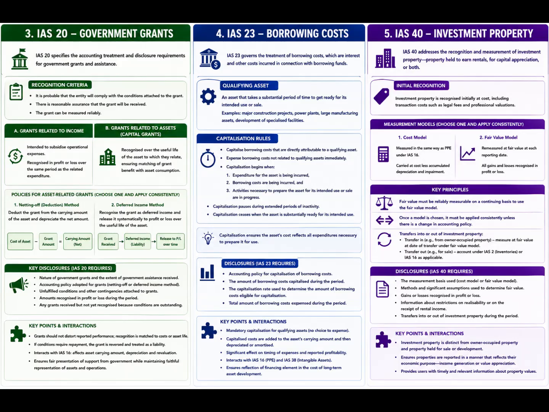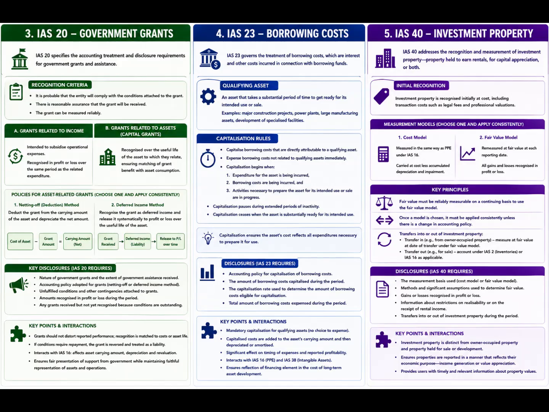This model reflects real-time market fluctuations and therefore gives users timely information about property values, especially for entities heavily involved in property investment. The topic emphasizes that once a model is chosen, it must be applied consistently unless the entity changes its overall accounting policy. The fair value model is often preferred due to its direct reflection of market conditions and its effect on profit, but the topic stresses that fair value must be reliably measurable.